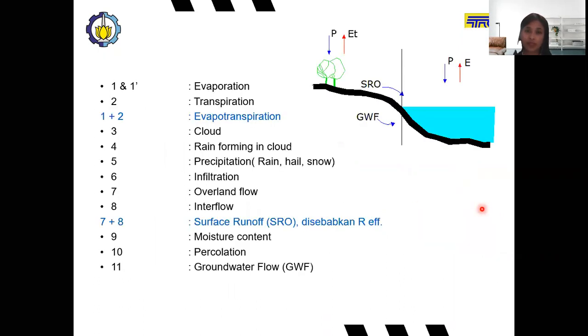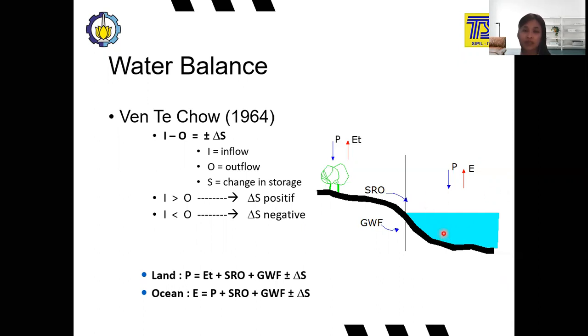For example, here we have 2 systems, right? One is the plants on the land, and the other one is the ocean. In the ocean, we have inflow from the precipitation, and we have the outflow from the evaporation. So because of the evaporation, the water in the ocean is decreasing, right? The water goes up into the air, evaporates, and forms cloud. And here on the land, we also have inflow from the precipitation, and outflow from the evapotranspiration, because here we have plants. Over the ocean we only have evaporation because there are no plants.